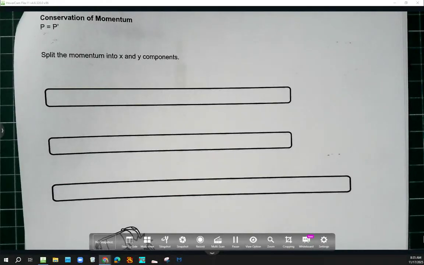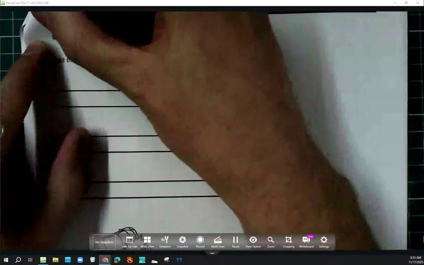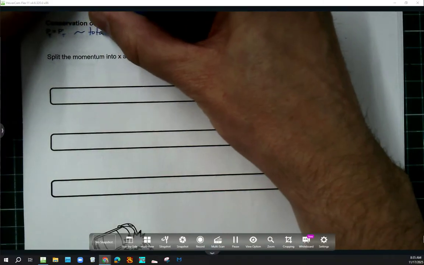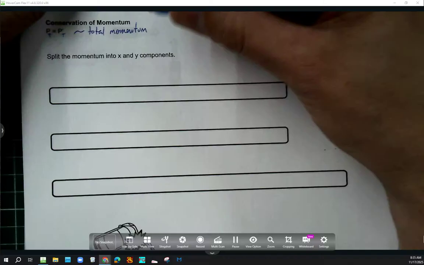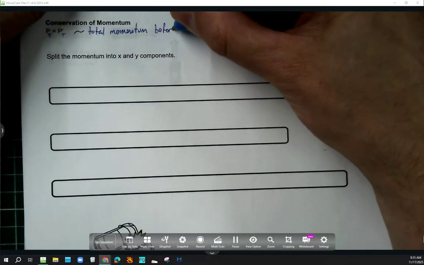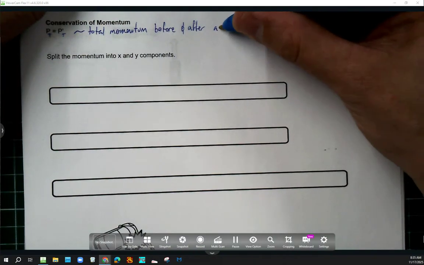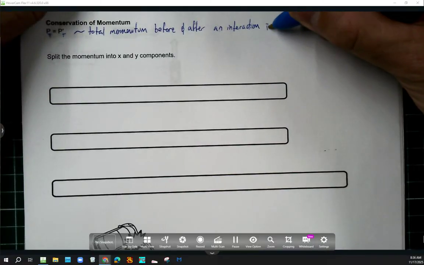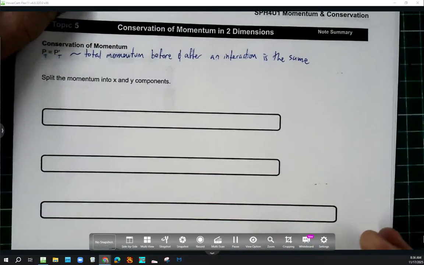Momentum again. So we've got conservation of momentum: P is equal to P primed, or if you like putting totals in the subscripts, P total equals P total primed. Before and after, momentum is basically going to be conserved. So let's put that into words. Total momentum before and after an interaction will be the same, same for a system.